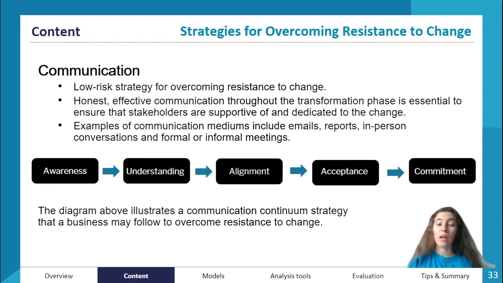So we can see in this diagram here, we've got the communication continuum strategy that a business can use. So getting people aware of what the change is and why it's necessary, that can lead to understanding. And once employees understand the reasoning and that justification behind a change, hopefully they are going to then align themselves with that way of thinking and that direction that the business wants to go in. Once they're aligned, they're going to accept that, and then they're going to be committed to it and to helping the business achieve what it wants to achieve.